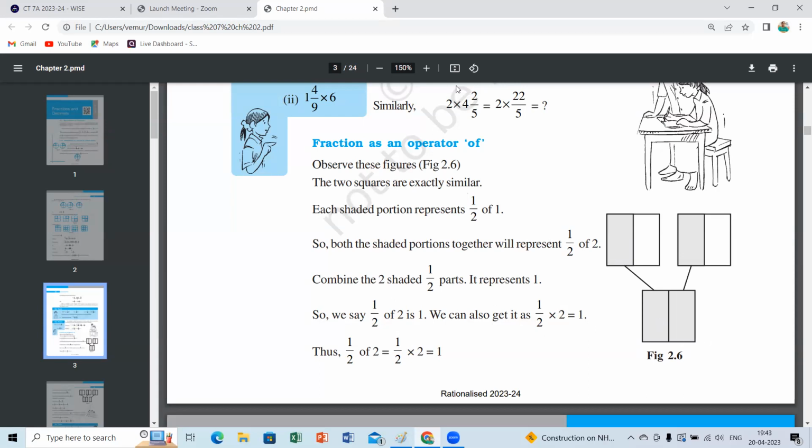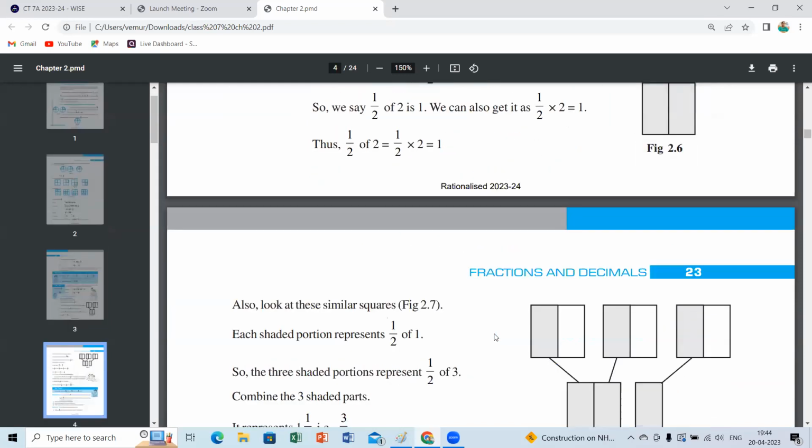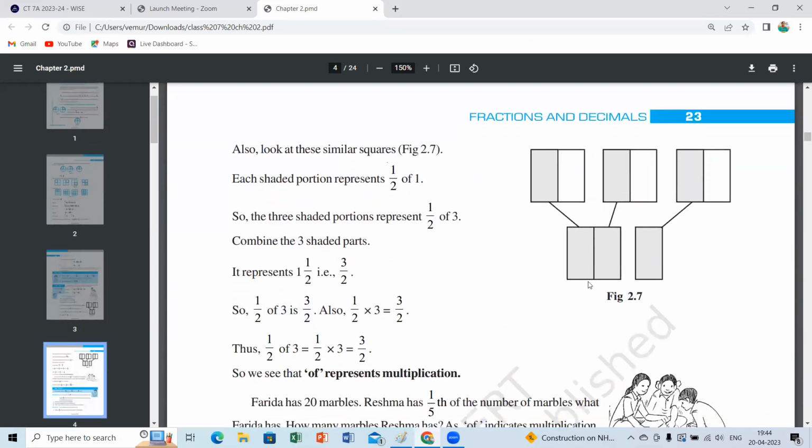So that is only they mentioned, to represent this, the operator of is nothing but what? What is the meaning of of? If you see it in any of your questions, what sign can you use? Multiplication. Yeah, multiplication. For that, they gave children a small activity. So you can see here the same part.